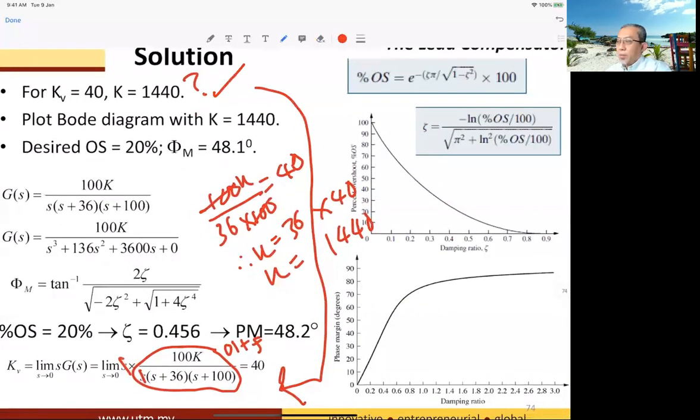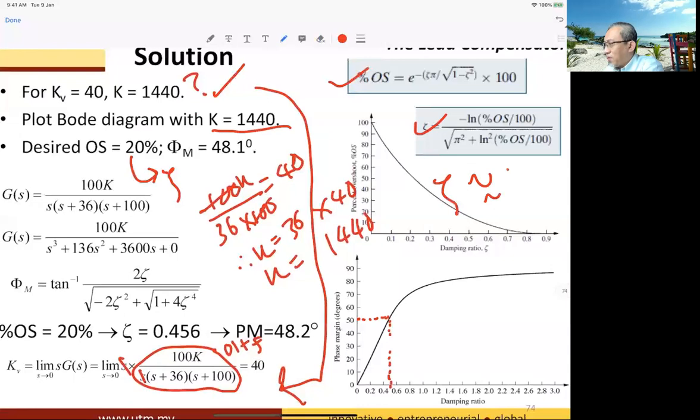Then we plot the Bode diagram with K equal to 1440. Then we know that the desired overshoot of 20% will produce a zeta. So what is the zeta value? The zeta value we can get from the overshoot formula for zeta, or simply using the standard graph. So 48.1 is about 50, somewhere here, so the zeta value is roughly about 0.4, 0.5.